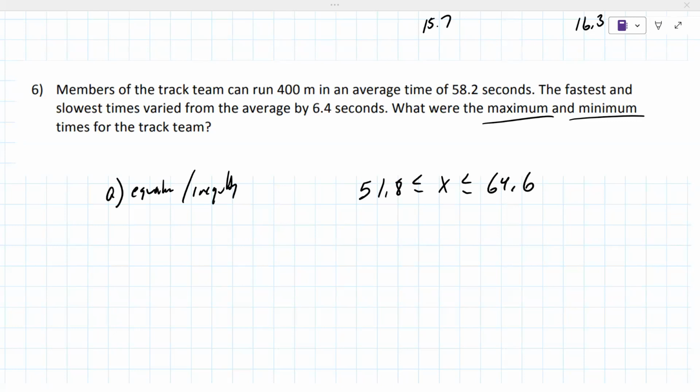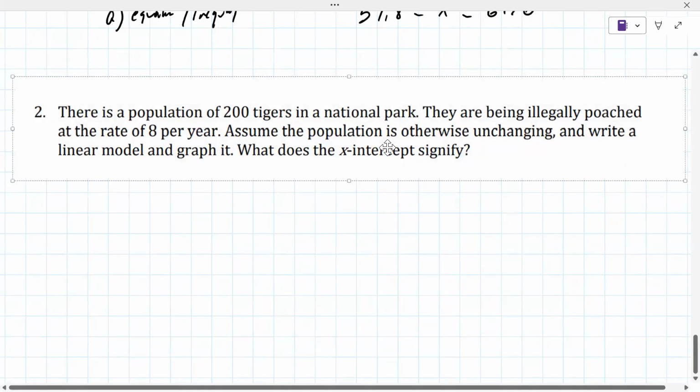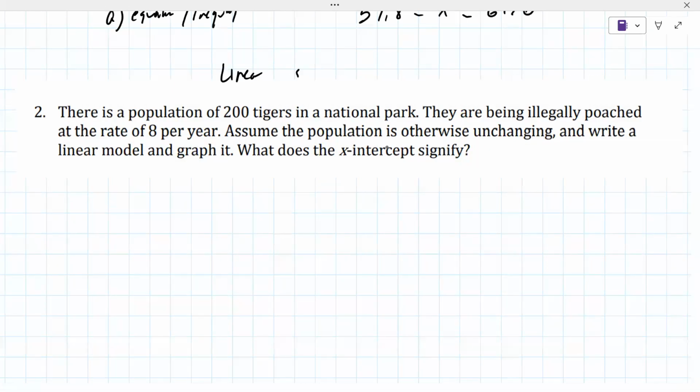Let's go back and do one more of these. Then we'll solve some more inequalities and equations. If you want to pull up your review, we can do that as well and work through some of that. But this is another linear model, so I'd like you to give me the equation first. Okay.